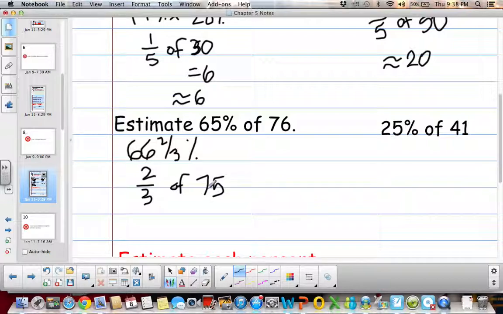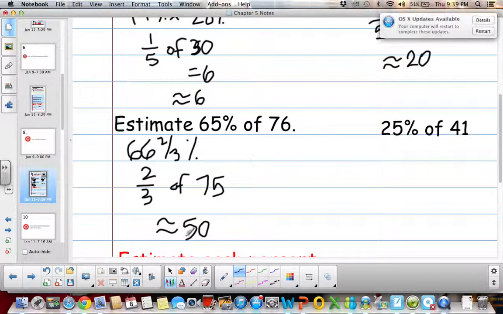So then we can go, what is 2/3 of 75? So 75 times 2 is 150, and then we can divide it by 3. So 150 divided by 3 is 50. So then we can estimate that 65% of 76 is about 50, approximately 50.